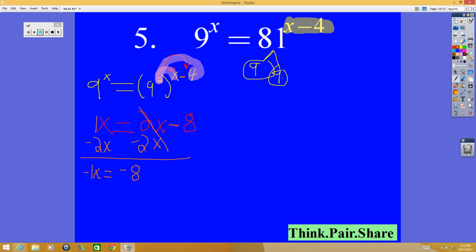Almost there, guys. I've got to divide by what's in front, which is a negative 1. Those cancel. And if you put this in the calculator, negative 8 divided by negative 1, you're going to get your answer. And that answer is going to be 8.